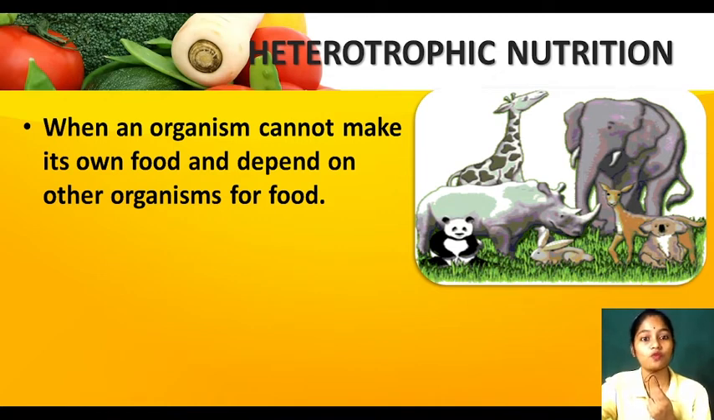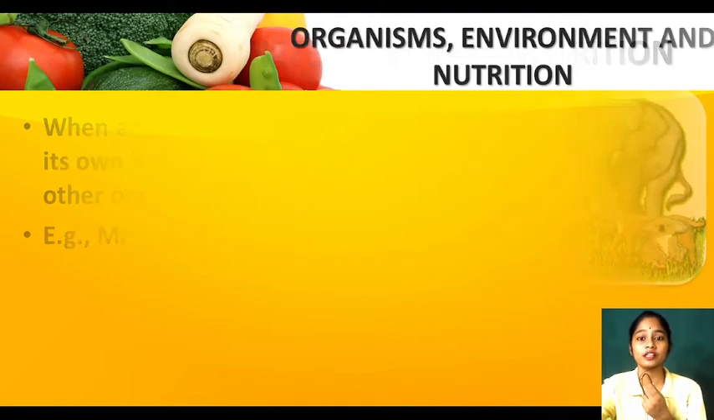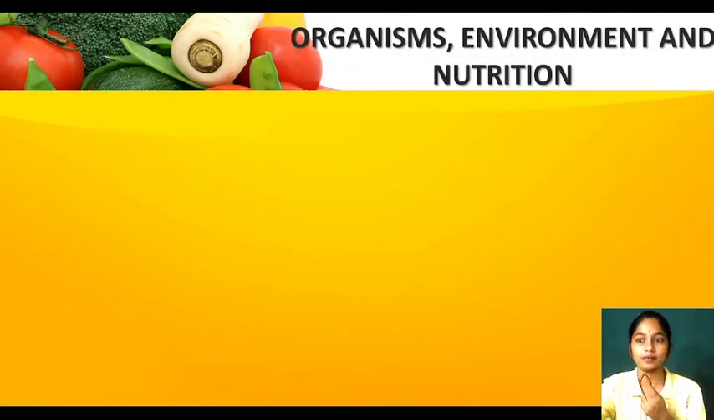Clear? So, what is the type of nutrition in humans? Yes, very good. It is heterotrophic nutrition. Examples are man, cow, dog, etc. Clear? Now, moving next, organisms, environment and nutrition.